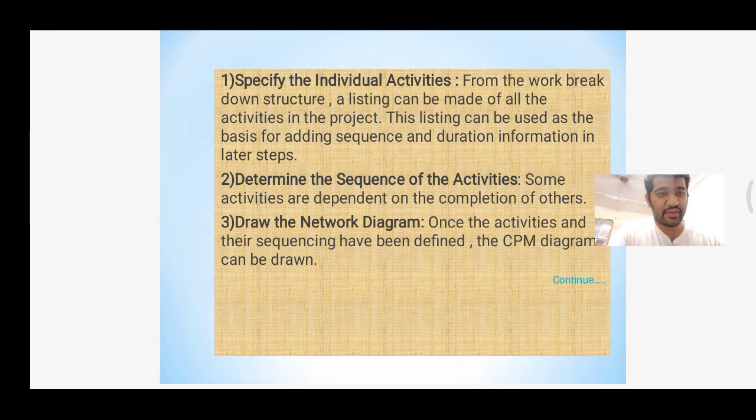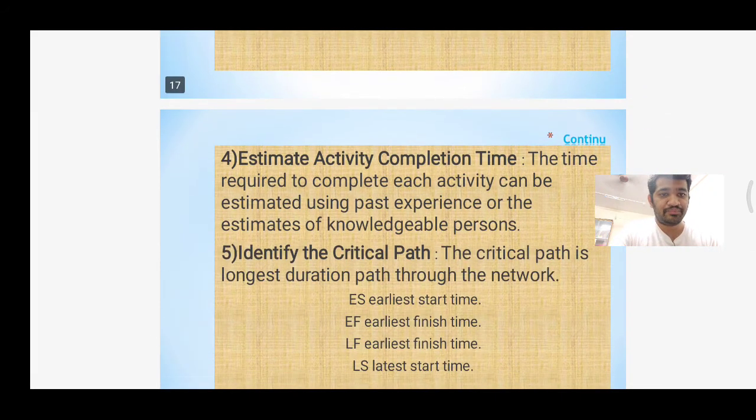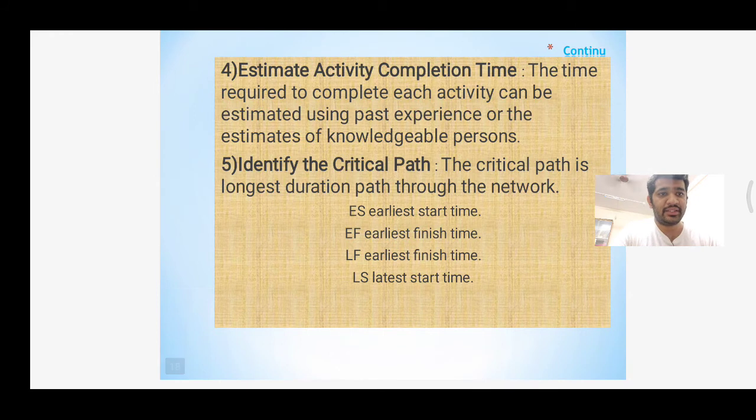Determining the sequence of activities: some activities are dependent on the completion of others. Draw the network diagram. Once the activities and their sequence have been defined, the CPM diagram can be drawn. Estimate activity completion time: the time required to complete each activity can be estimated using past experience or the estimate of knowledgeable persons.